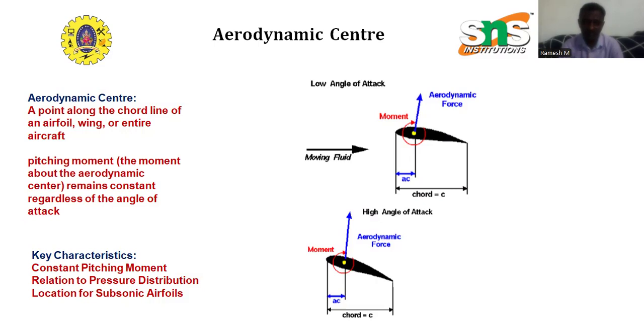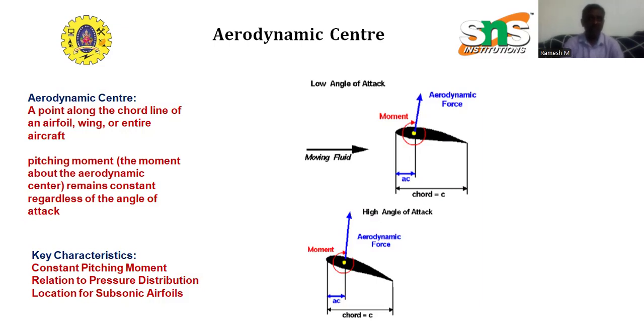This aerodynamic center is a reference point for stability and control calculations because it simplifies the analysis of moments due to the aerodynamic forces. Next, we are going to discuss the key characteristics of the aerodynamic center. First one is constant pitching moment. The second one is relation to pressure distribution, and then location for subsonic airfoils and location for supersonic airfoils. Those things we are going to concentrate on here.